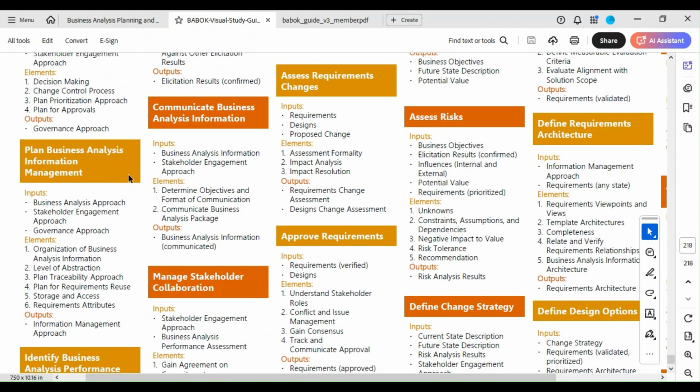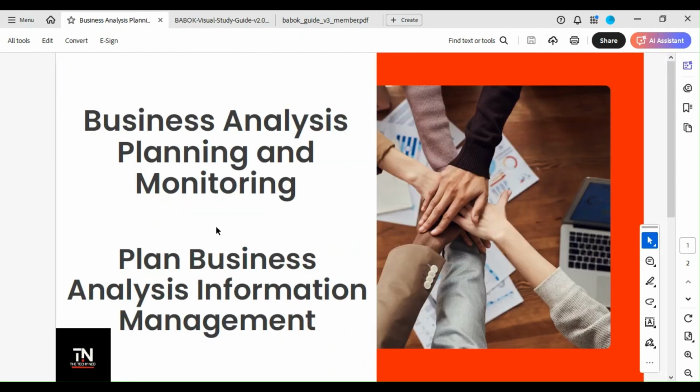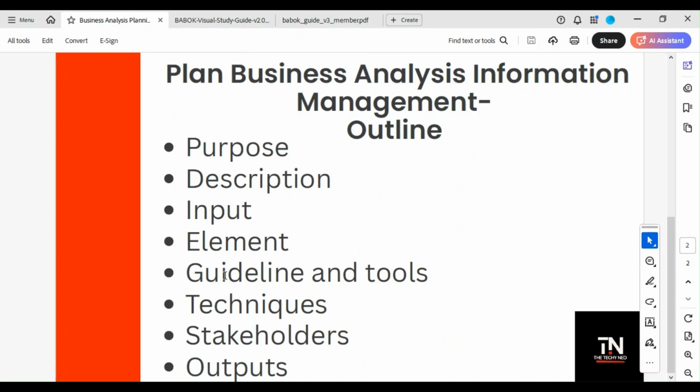So we are going to look at the input, which consists of the business analysis approach, stakeholder engagement approach, and your governance. Then the elements: organization of business analysis information, level of abstraction, plan traceability approach, plan for requirement reuse, storage and access, requirement attributes, then the output, which is the information management approach. And yes, I just ran over what we are supposed to do.